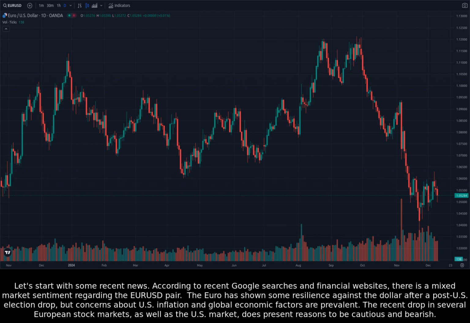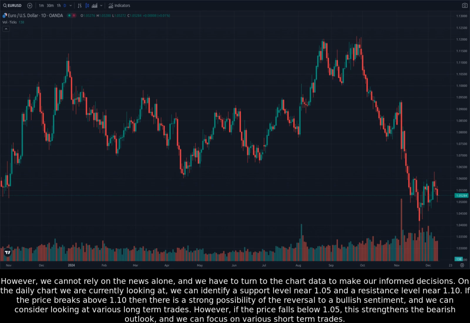The recent drop in several European stock markets, as well as the US market, does present reasons to be cautious and bearish. However, we cannot rely on the news alone, and we have to turn to the chart data to make our informed decisions. On the daily chart we are currently looking at, we can identify a support level near 1.05 and a resistance level near 1.10.